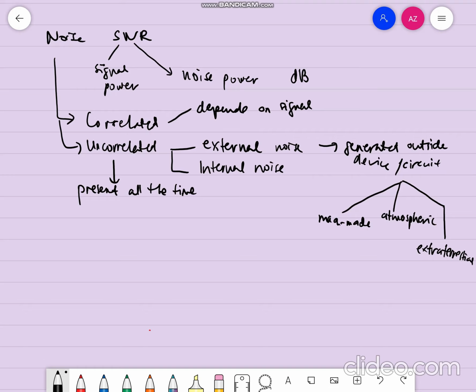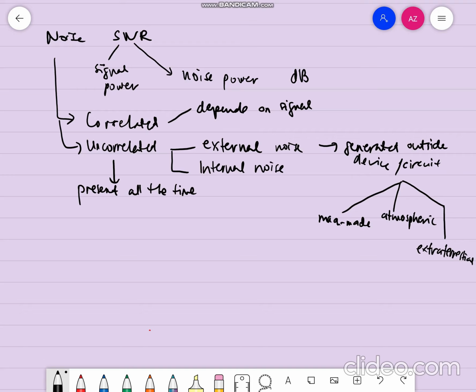Atmospheric noise naturally occurs when we have electrical disturbances that originate within the Earth's atmosphere, commonly called static electricity. The source of this static electricity is naturally lightning. For frequencies above 30 megahertz, atmospheric noise is relatively insignificant.